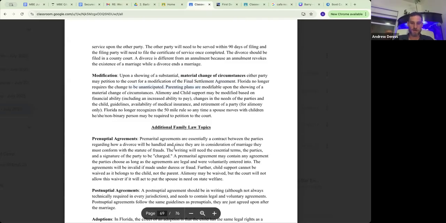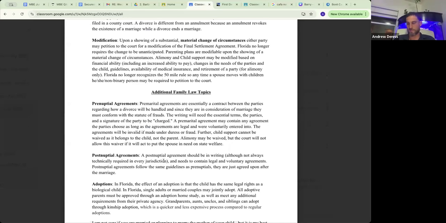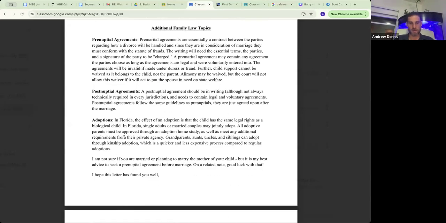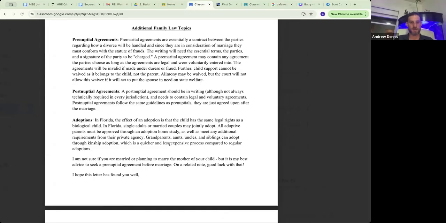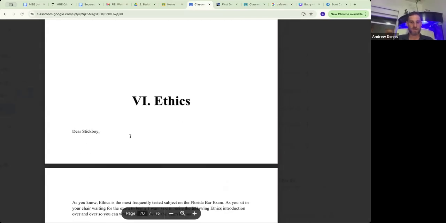And then prenups, right? They have to be in writing, obviously. Postnups, they should be in writing, right? And then adoptions. In Florida, the effect of adoption is that the child has the same legal rights as a biological child. In Florida, single adults or married couples may jointly adopt. All adoptive parents must be approved through an adoption home study, as well as meet any additional requirements from their private agency. Grandparents, aunts, uncles, and siblings can adopt through kinship adoption, which is a quicker and less expensive process compared to regular adoptions. All right, and then finally, ethics.